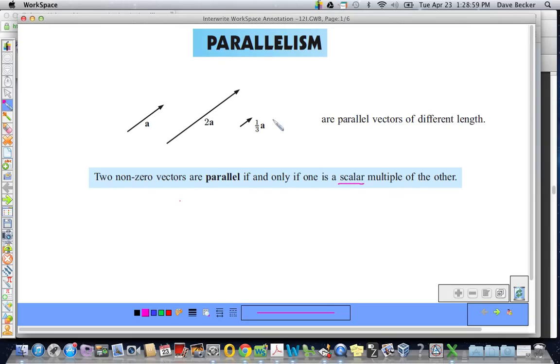Scalar, you can think of as just a number. Is 2A a multiple of A? It certainly is. Is 1/3 A a multiple of A? It sure is. Okay, so since they are multiples of one another, then they are parallel. A is a multiple of 2A in that if I took 1/2 of 2A, I would get A.